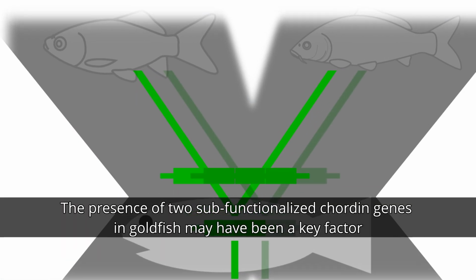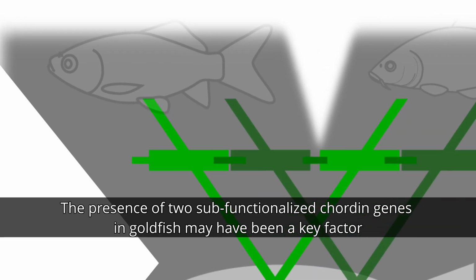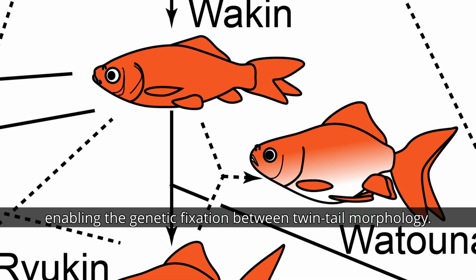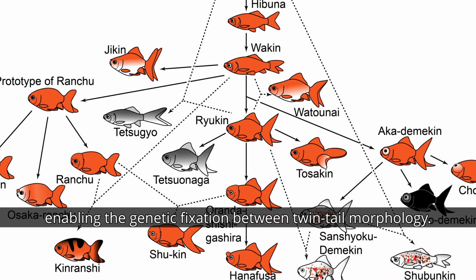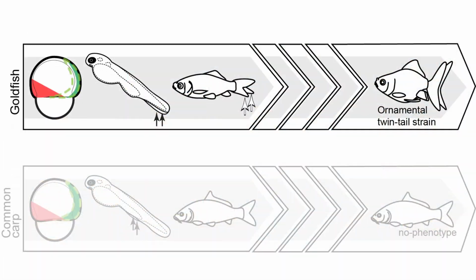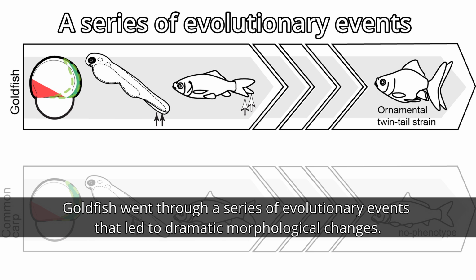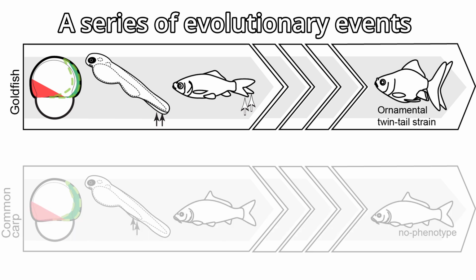The presence of two subfunctionalized coding genes in goldfish may have been a key factor enabling the genetic fixation of twin-tail morphology. So, what can we conclude from all of this? Goldfish went through a series of evolutionary events that led to dramatic morphological changes. First, the coding gene duplicated.